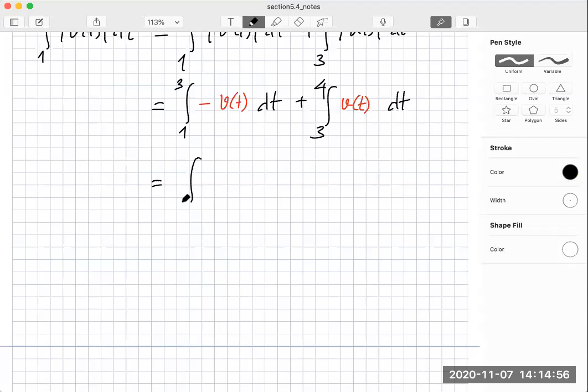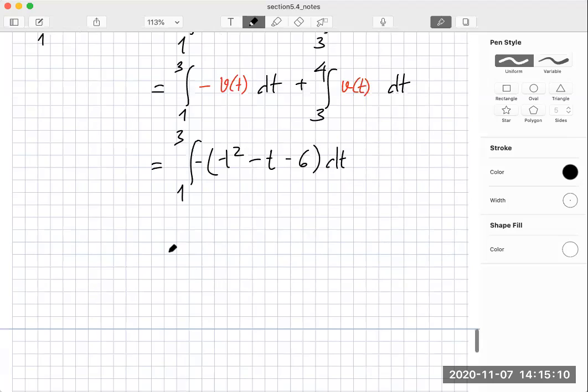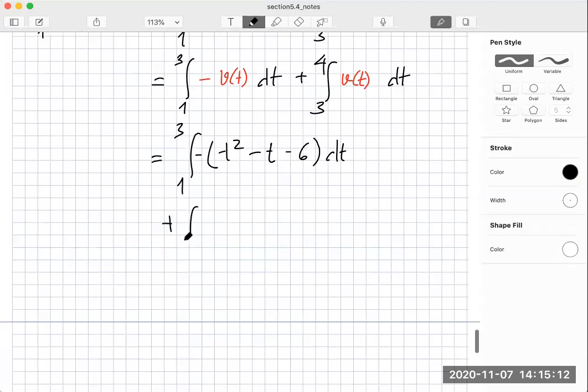It will be the integral from 1 to 3 of negative of t squared minus t minus 6 dt. And the second one is the integral from 3 to 4 of t squared minus t minus 6 dt, right? But now everything is easy, okay?